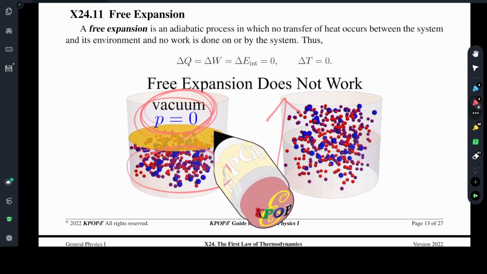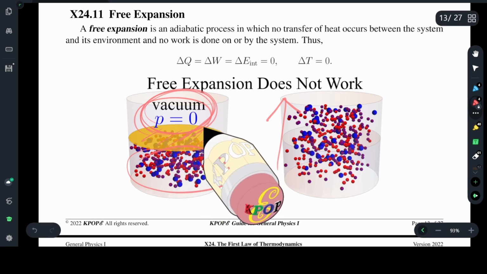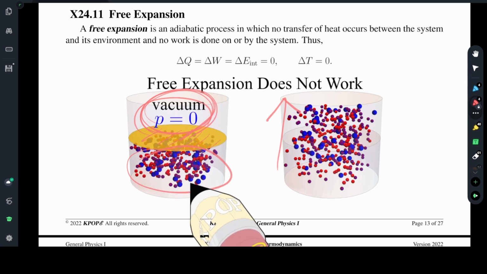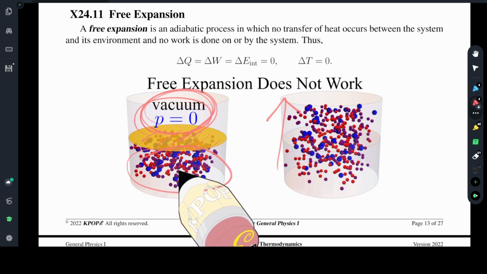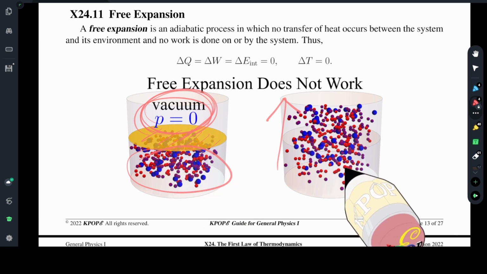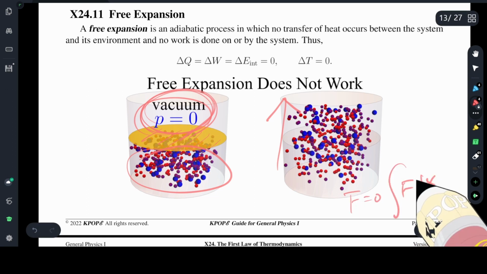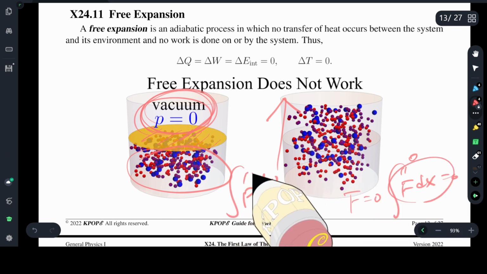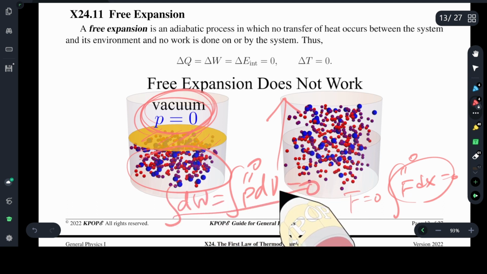Because there is no pressure, 0 multiplied by the cross-sectional area is the force. So vacuum does not apply any force against the gas. In reverse, according to action and reaction, the expansion of the gas does not require any work, because F equals 0, so the integral of F dx is 0. The work ∫P dV, with P equal to 0, is 0. The work done by the gas equals 0.